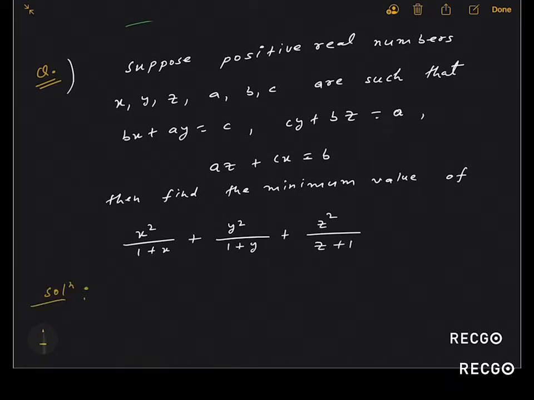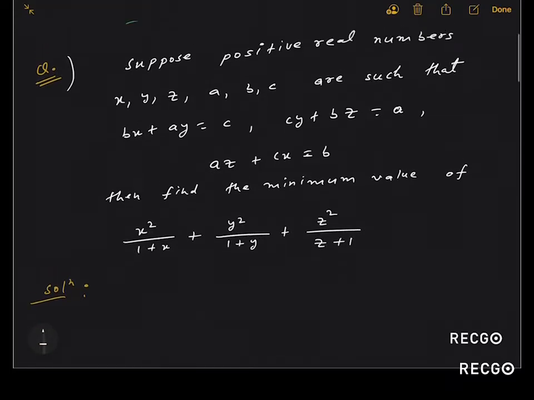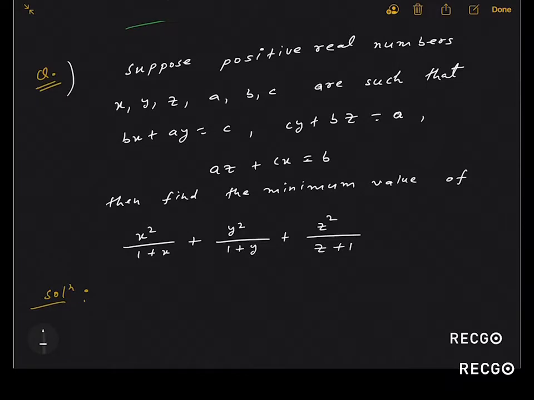The question is: suppose that there are positive real numbers, in fact, x, y, z, a, b, c, such that they satisfy three simultaneous equations. This is written on the screen. Then we have to find the minimum value of x square by 1 plus x, plus y square by 1 plus y, plus z square by 1 plus z.